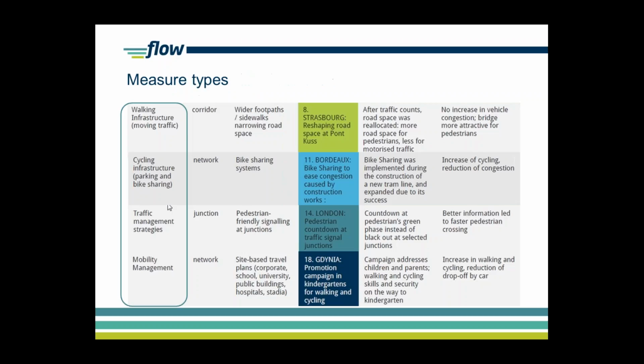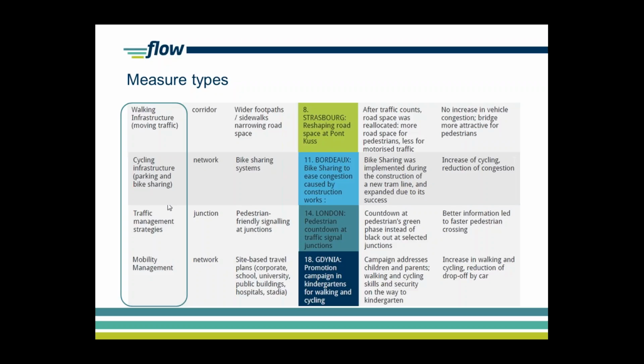And just one more look within this document, our portfolio of measures. I've just taken a couple of points out of this. We divided the different types of measures that we looked at into different categories. Looking down the left column, we have walking infrastructure, and just one example: this is Strasbourg, where they reshaped the roads, giving significantly more space to pedestrians at a certain bridge leading to the city center, and found that there was no increase in congestion for cars.